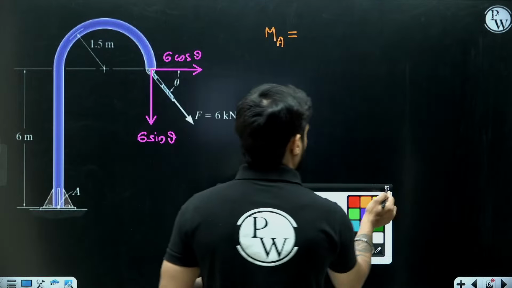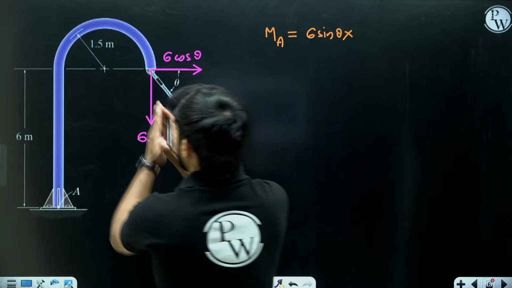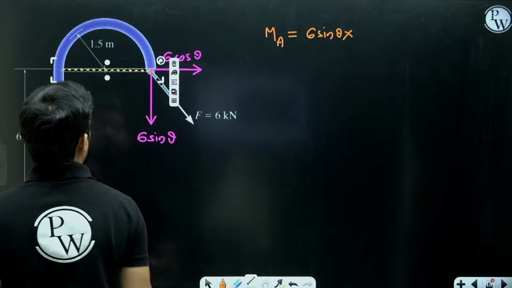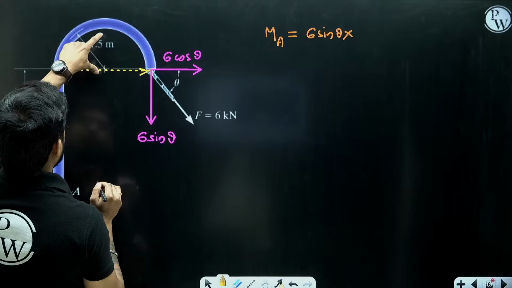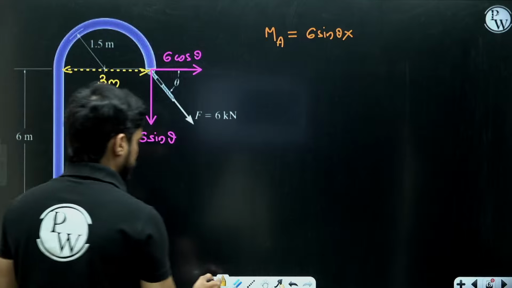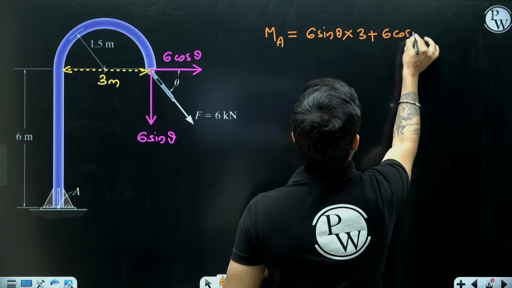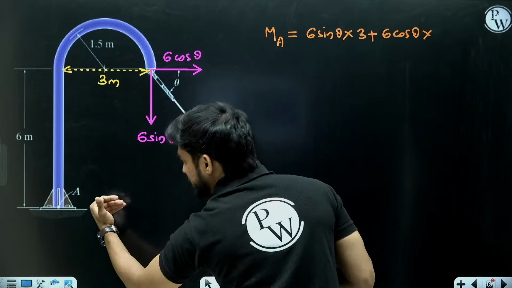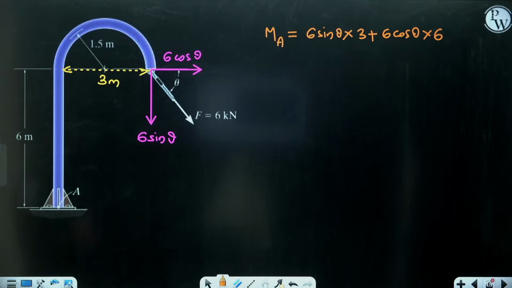Now, what will be the moment of 6 sin theta? It will be 6 sin theta multiplied by this distance. Now, what will be this distance? This distance will be equal to 3 meters, right? The radius is 1.5 meter. So this is the diameter of this semicircle. So it is going to be 3 meters. So it will be 6 sin theta multiplied by 3. Then the moment of 6 cos theta is also in the same direction, clockwise. 6 cos theta multiplied by the distance, which is 6. So this is the equation of moment in terms of theta.